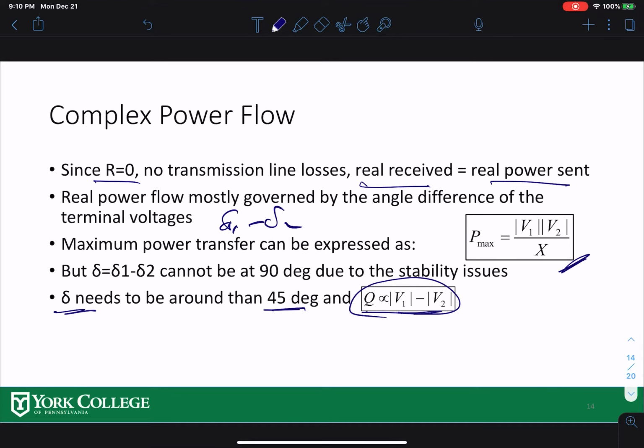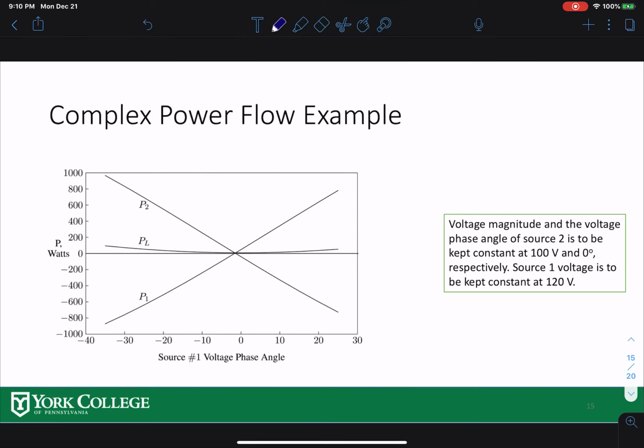So here's the thing. Real power flow is governed by the angle, and reactive power flow is governed by the voltage magnitude between two points. If you look over here, there is power 1 and power 2. For this graph, you have to make sure the voltage magnitude and phase for source 2 are constant. So we're not changing source 2. Source 2 voltage is 100 and angle is 0. Only source 1 is changing.